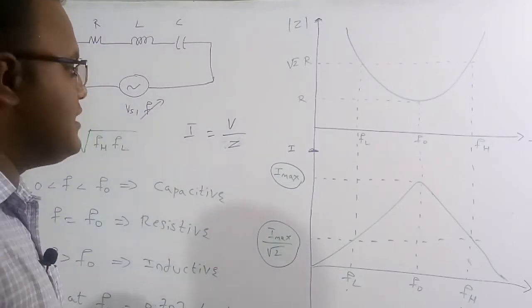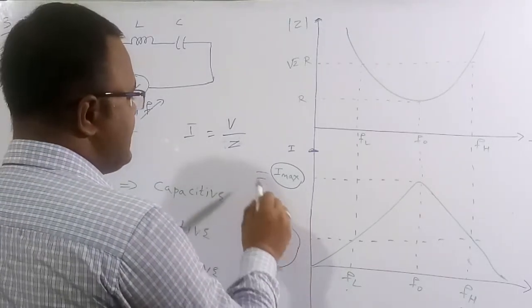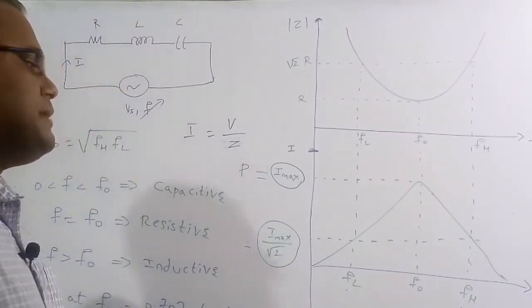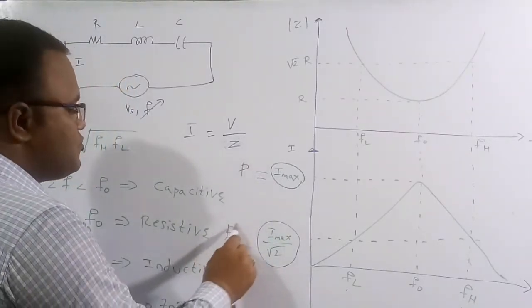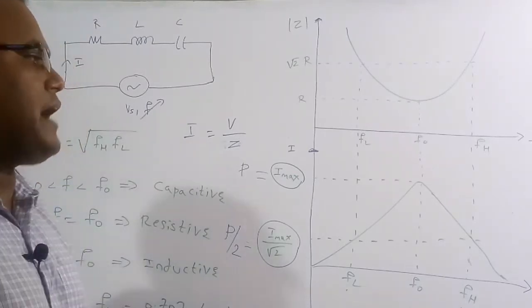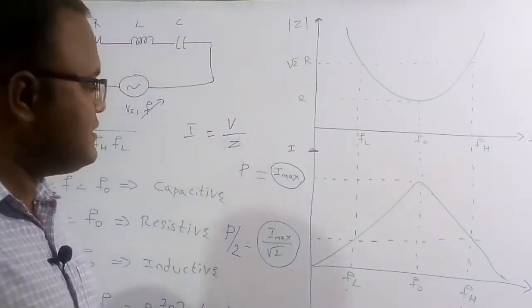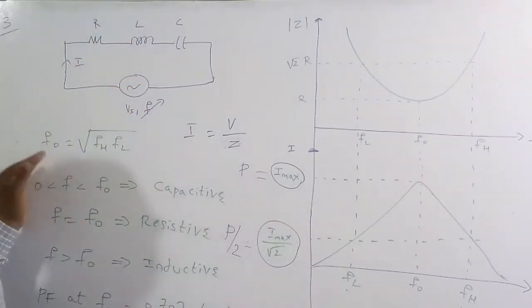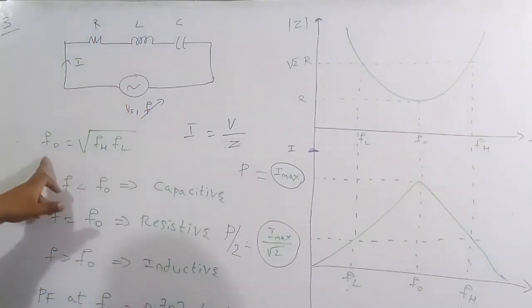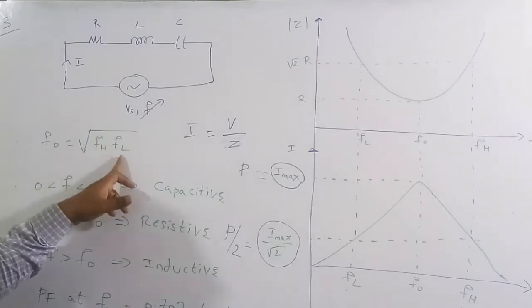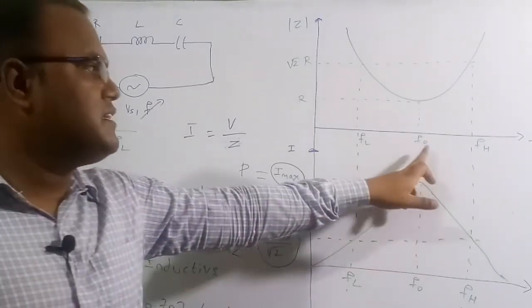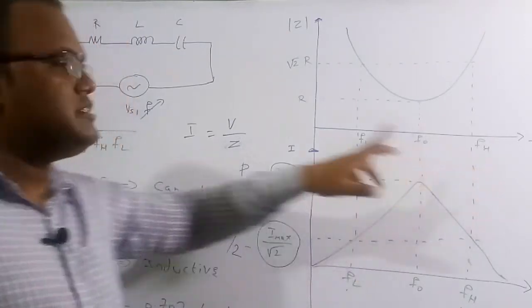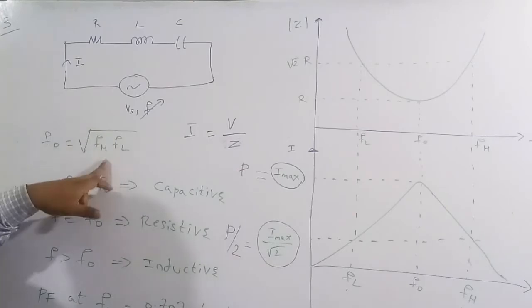It means that if the power in the circuit at resonant frequency is P, then at FL and FH the power in the circuit is P by 2, half of the maximum value. This is the true meaning of this. Now we are going to discuss some important relations: F0 is equal to under root of FH into FL. So the resonant frequency is the geometric mean of FL and FH.